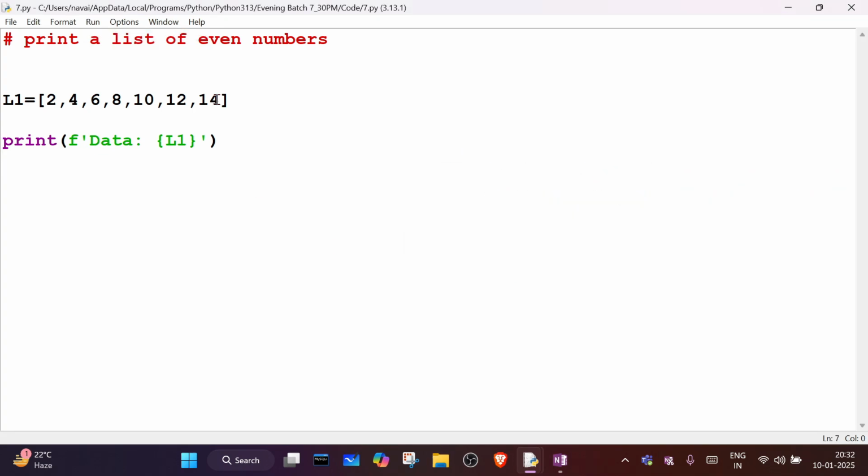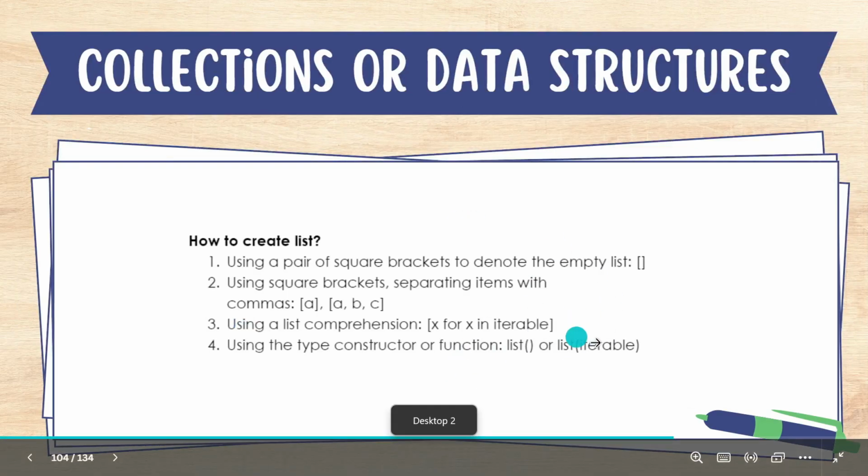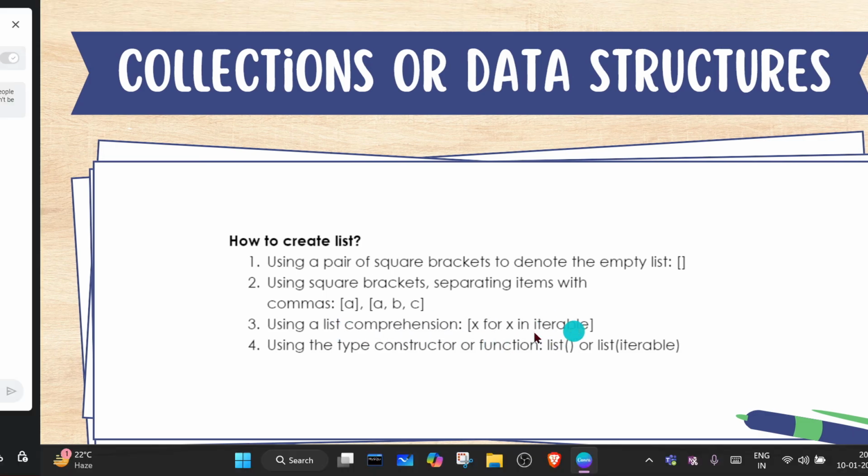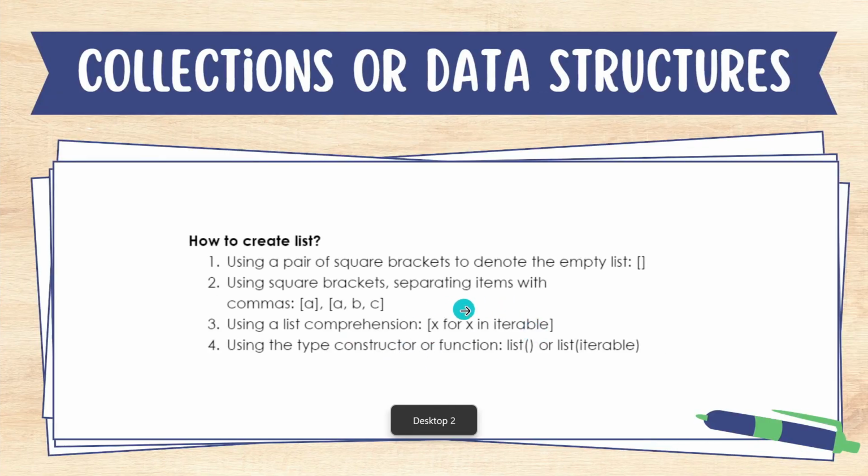Suppose I say just write even numbers up to 100. What will you do? Will you write something like 16, 18, 20? It will be time consuming. So here what we will do is use list comprehension.